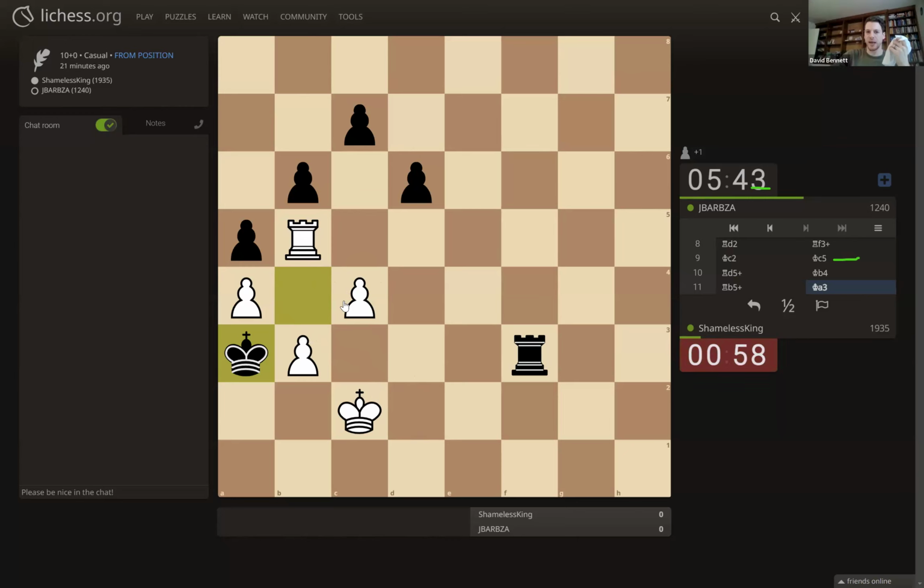Now it's just a matter of making practical play. You had 10, you have 10-10. So it's pretty normal, like a 10-second increment, but in a real game you'd be getting down on time. So you just got to manage your time as well, like in a real game.